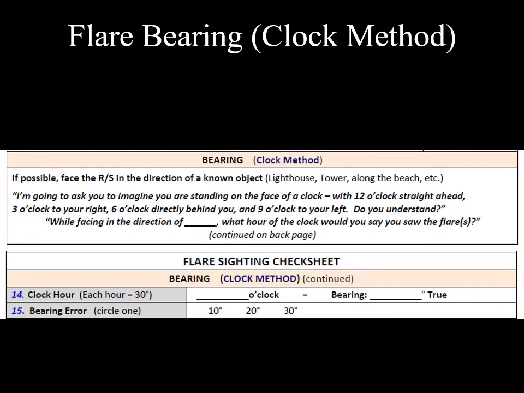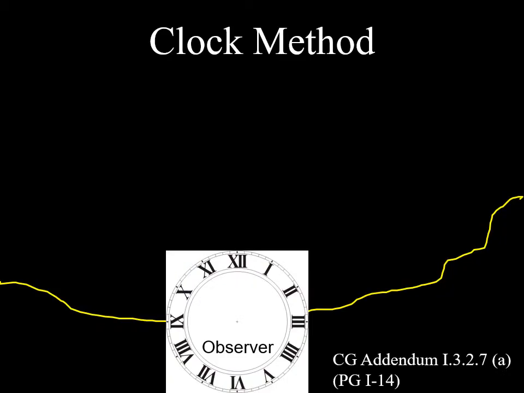Talk to the person. Explain that you are going to ask them to do a couple of tasks that will seem odd, but will help us determine the best place to search. Direct the person to squarely face the water, or better still, a known charted object like a lighthouse, a buoy, or an island they can see.